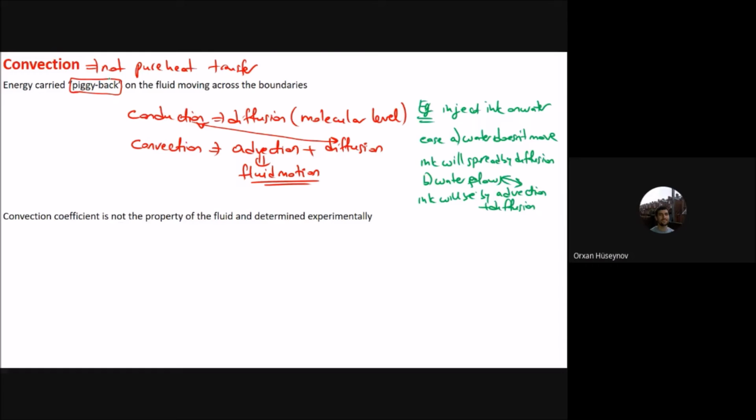It is the piggyback on the water. So this piggyback is the ink here. That ink is taken from one place to another, but during that motion you also have diffusion. The two concepts happen at the same time. Let me give you one more example here about the convection and conduction.